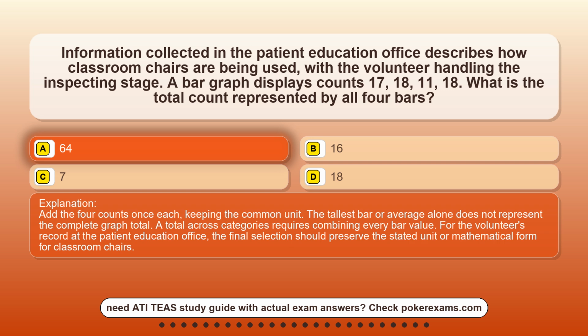Add the four counts once each, keeping the common unit. The tallest bar or average alone does not represent the complete graph total. A total across categories requires combining every bar value. For the volunteer's record at the patient education office, the final selection should preserve the stated unit or mathematical form for classroom chairs. Question 16.